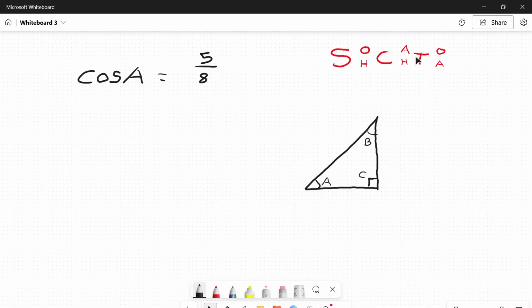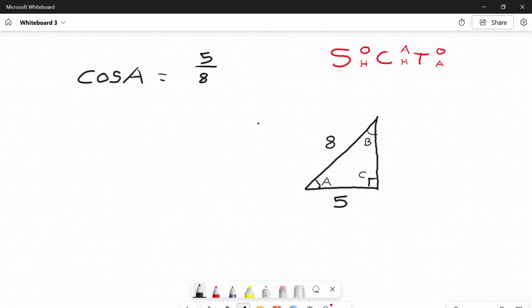Cosine of A, that would be adjacent over hypotenuse. So the adjacent leg to angle A is 5. So I'll put my 5 right here. And then that would be hypotenuse on bottom. So my hypotenuse, my longest side of the triangle, is 8.